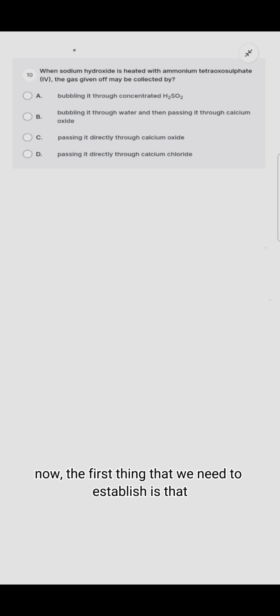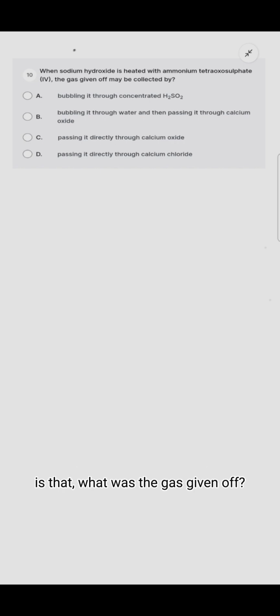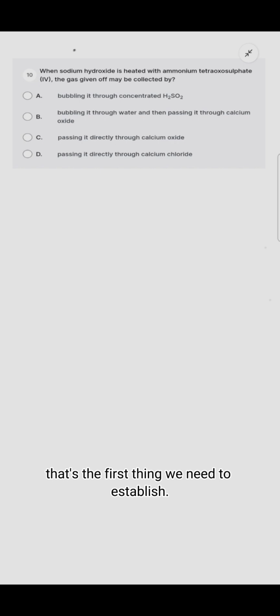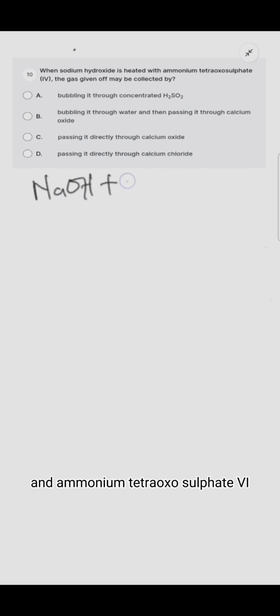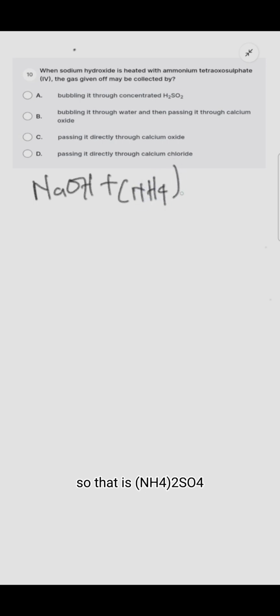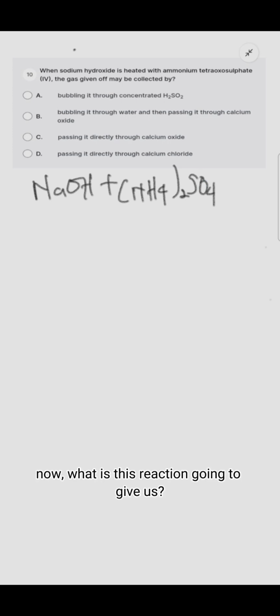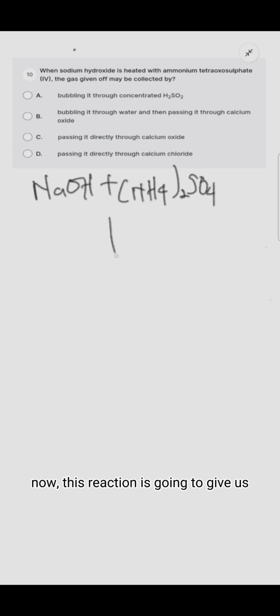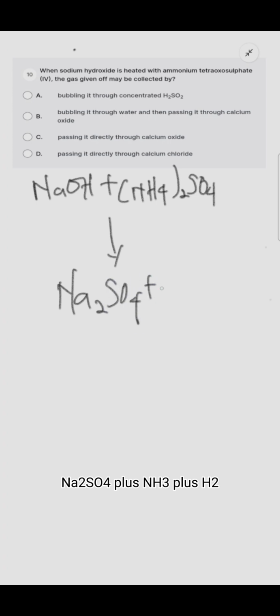Now, the first thing that we need to establish is what was the gas given off? That's the first thing we need to establish. So now the reaction between sodium hydroxide and ammonium tetraoxosulfate 6, so that is (NH4)2SO4. Now what is this reaction going to give us? Now this reaction is going to give us Na2SO4 plus NH3 plus H2O.